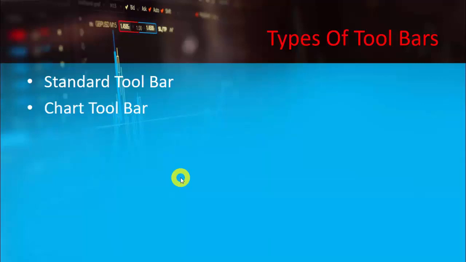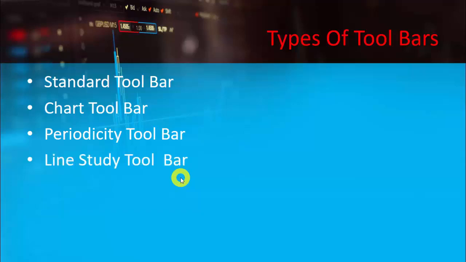So now we will see different types of toolbars. What are the different types of toolbars? There are four types of toolbars in MT4. The first one is the standard toolbar. The second one is the chart toolbar. The third one is the periodicity toolbar. The fourth one is the line study toolbar.